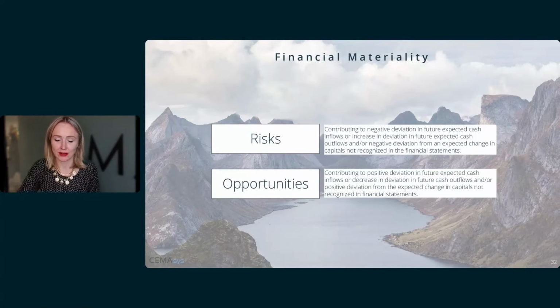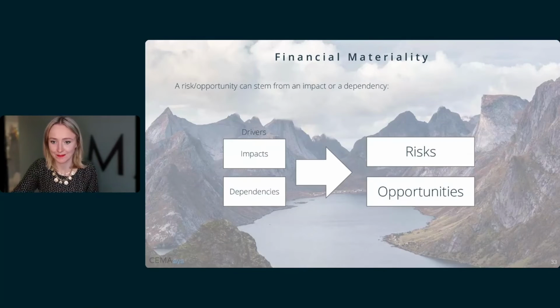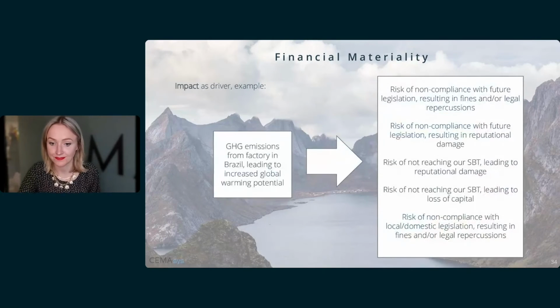All right, so I'm not going to read out these definitions, but essentially a risk is something that contributes negatively to any of these financial categories. An opportunity would be the opposite, the opportunity to actually make more money off of it. And the risk and opportunity, as we have talked about, can stem from an impact or a dependency. So here we have the drivers being impact and dependencies, and that could lead to risks and opportunities.